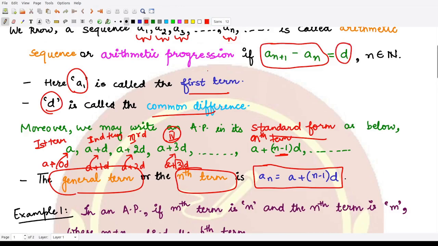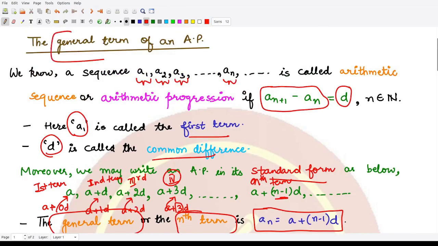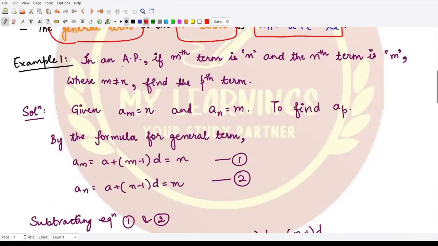Now let's move forward and look at an example where we use this concept of the general term of an AP. Suppose we have some AP in which the mth term is given to be n, and the nth term is given to be m. We do not know which terms they are, but m and n are known to us.